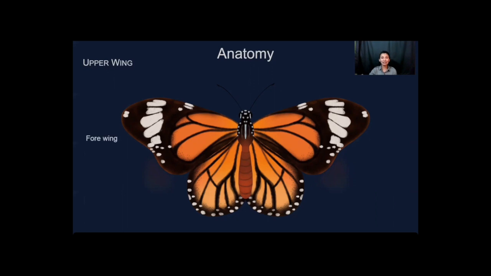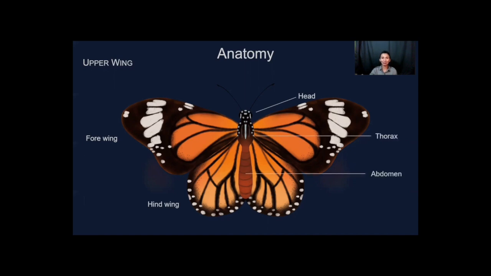Like most insects, butterflies and moths have two pairs of wings. The first wing is called the forewing. The second pair is called the hind wings. They also have, like all insects, three segments in the body, that is the head, thorax, and the abdomen. And of course, they have a prominent pair of antennae.